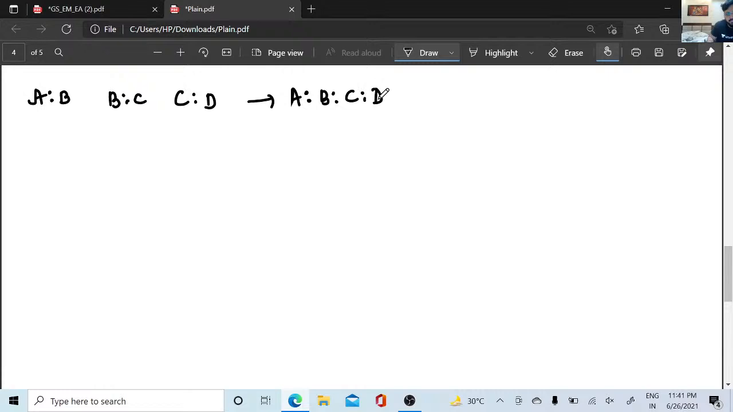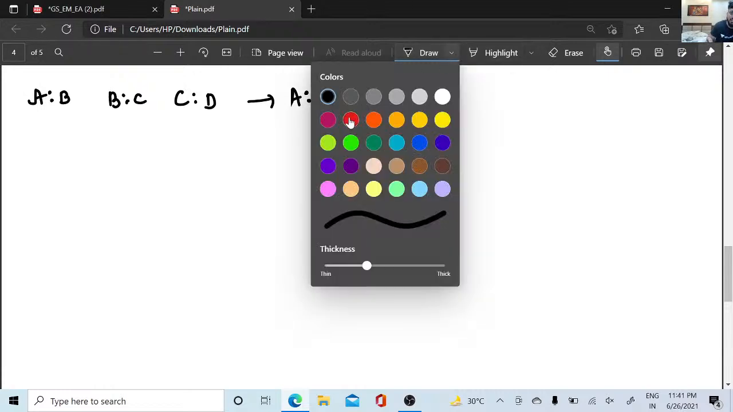Now let us move forward with the 4 ones. So these were the 3 ones. What if I get 4 different digits? What is the value of 4 different digits? If I get A is to B, B is to C, C is to D, you have to find out the value of A is to B is to C is to D. Apply the same logic here.